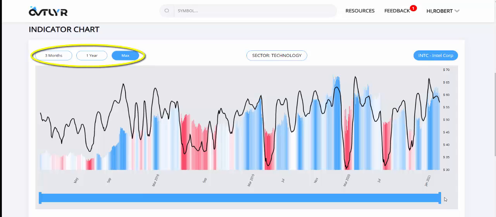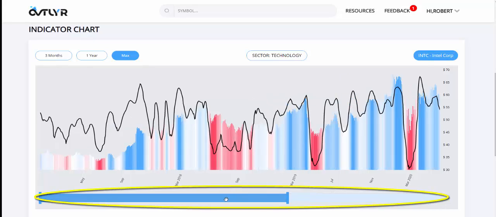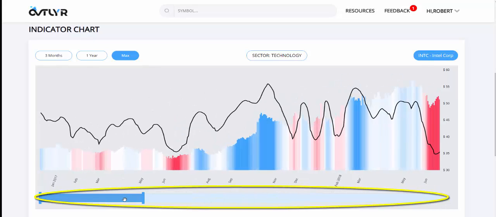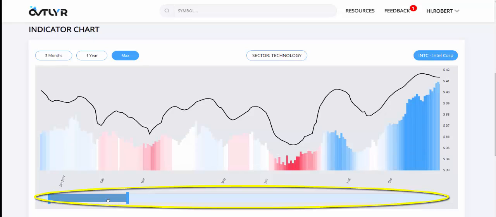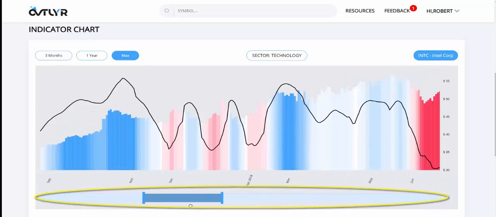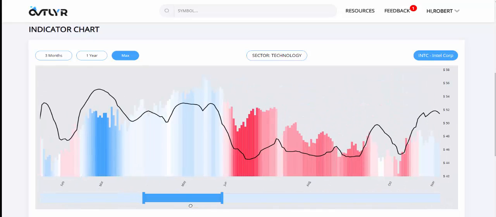The outlier indicator chart can be viewed over multiple time frames. You can also use the slider to create a custom time frame which can be moved across the historical data. Even though the bars you see are different colors, the height of them correspond to an asset's daily closing price.